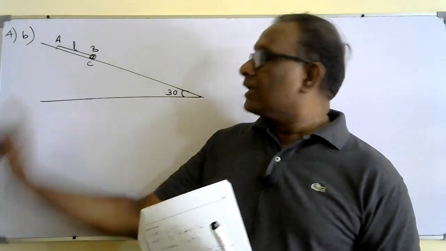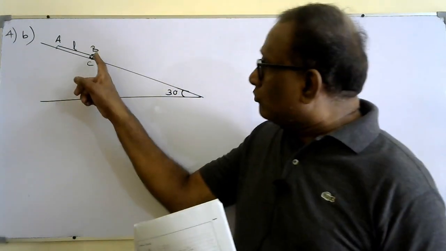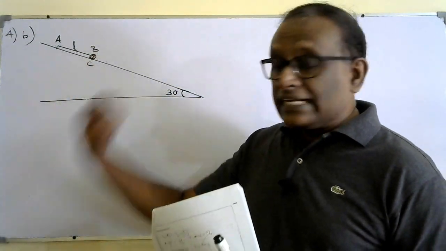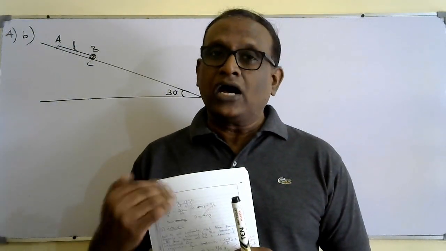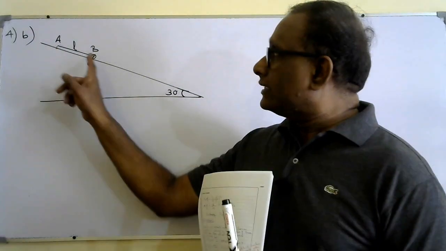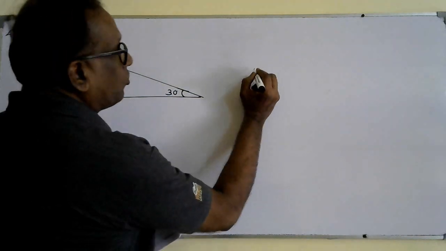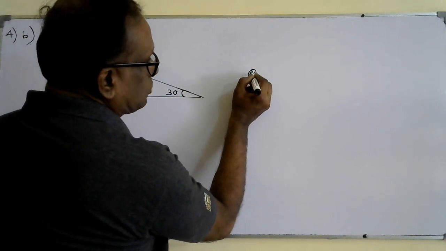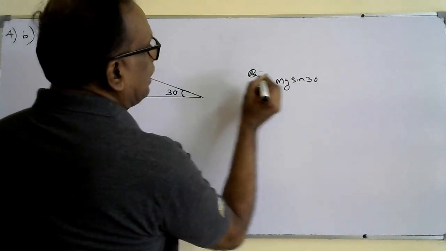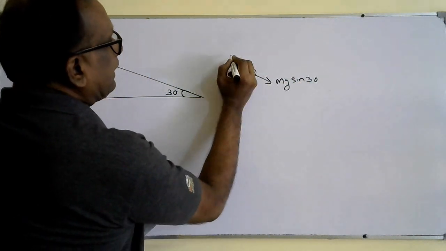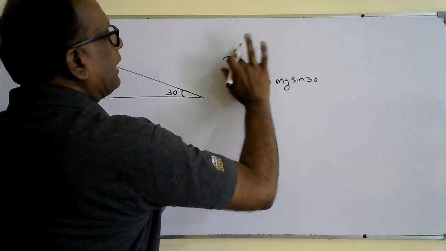When it accelerates, the elastic string will be extended, there will be tension. When it moves further down, the extension of the string will increase, and the tension is given by lambda over L into x. So the tension will increase. When the tension increases, the resultant force acting on the ball along the slope is mg sine 30 downwards, and upwards tension T, which is given by lambda over L into x.